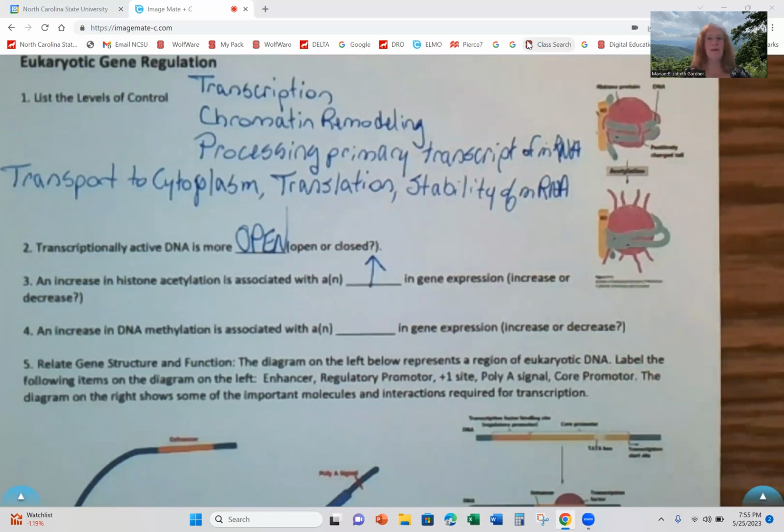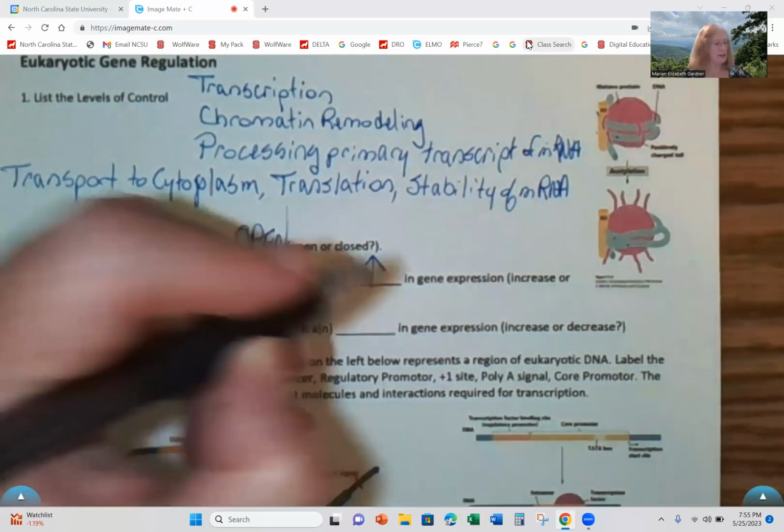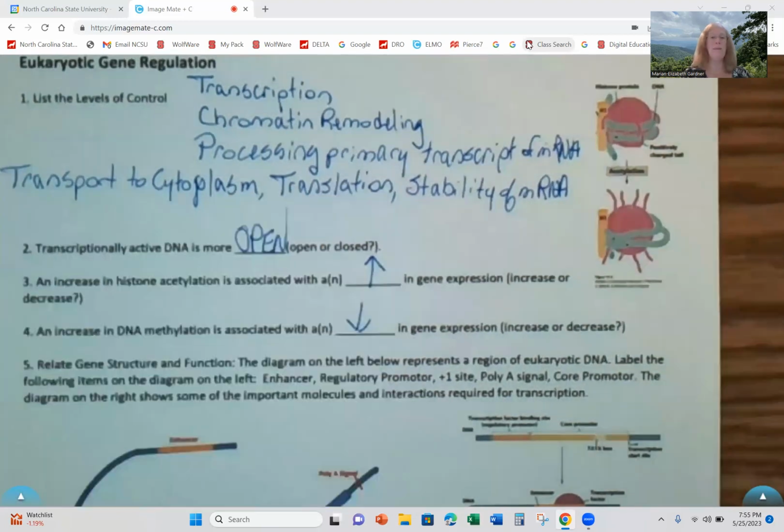I don't have a picture for DNA methylation here, but that was discussed in a fair amount of detail in the lecture, particularly methylation of the cytosine residues. And in general, highly methylated DNA has less gene expression than less methylation on the DNA.